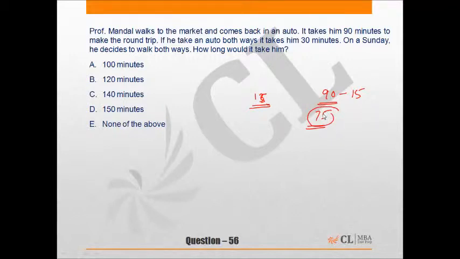And here it is asking, on a Sunday he decides to walk both ways, how long would it take him? As we know that to walk to market from his place he takes 75 minutes, so to make a round trip, or to walk to market and come back home, it will take twice of 75, which is 150 minutes, and this is given in option D.